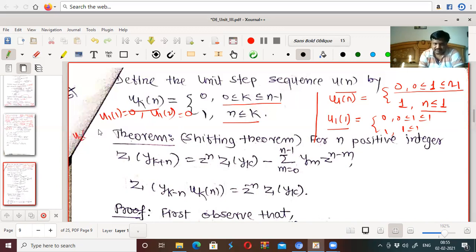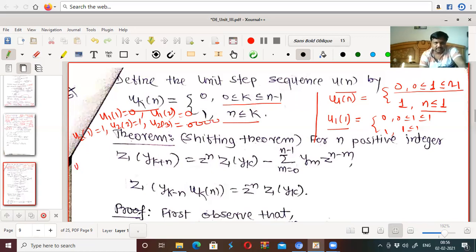u2 of 1 is 1. u2 of 2 is 1. u2 of 3, all becomes 0. u2 of 4 becomes 0, u2 of 5 becomes 0, u2 of 6 becomes 0. It is 1 where n is less than or equal to k, or k is greater than or equal to n. Yes, 2 is greater than or equal to 1, and 2 is greater than or equal to 2. Though 2 is less than 3, it becomes 0.